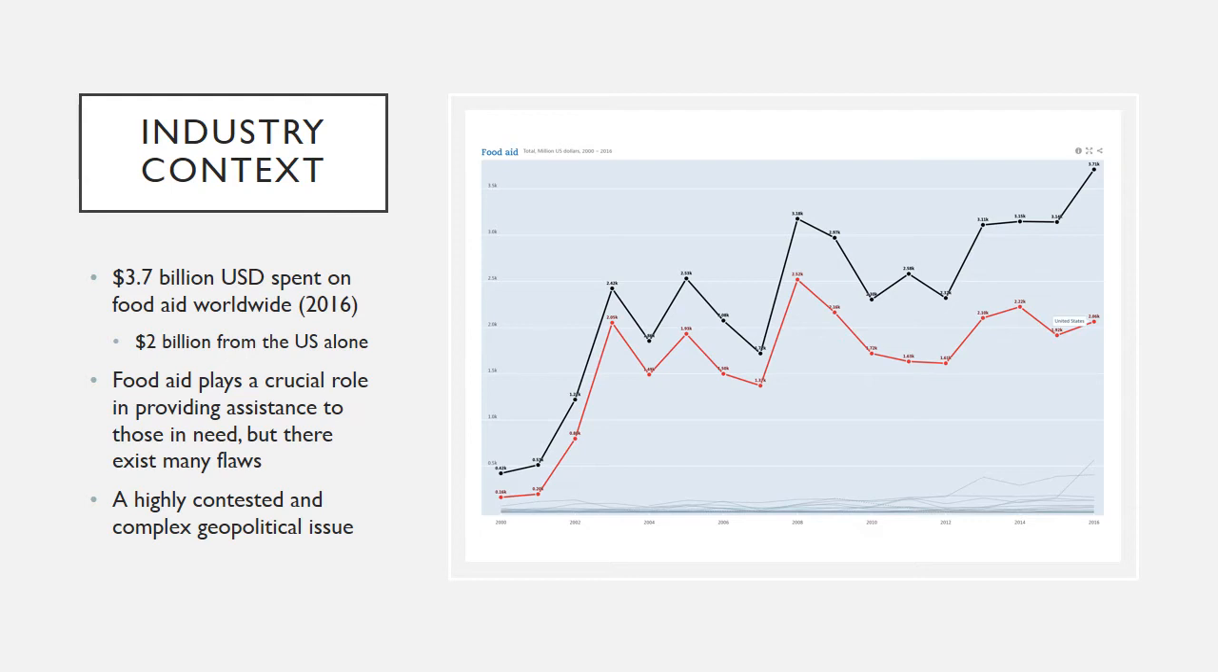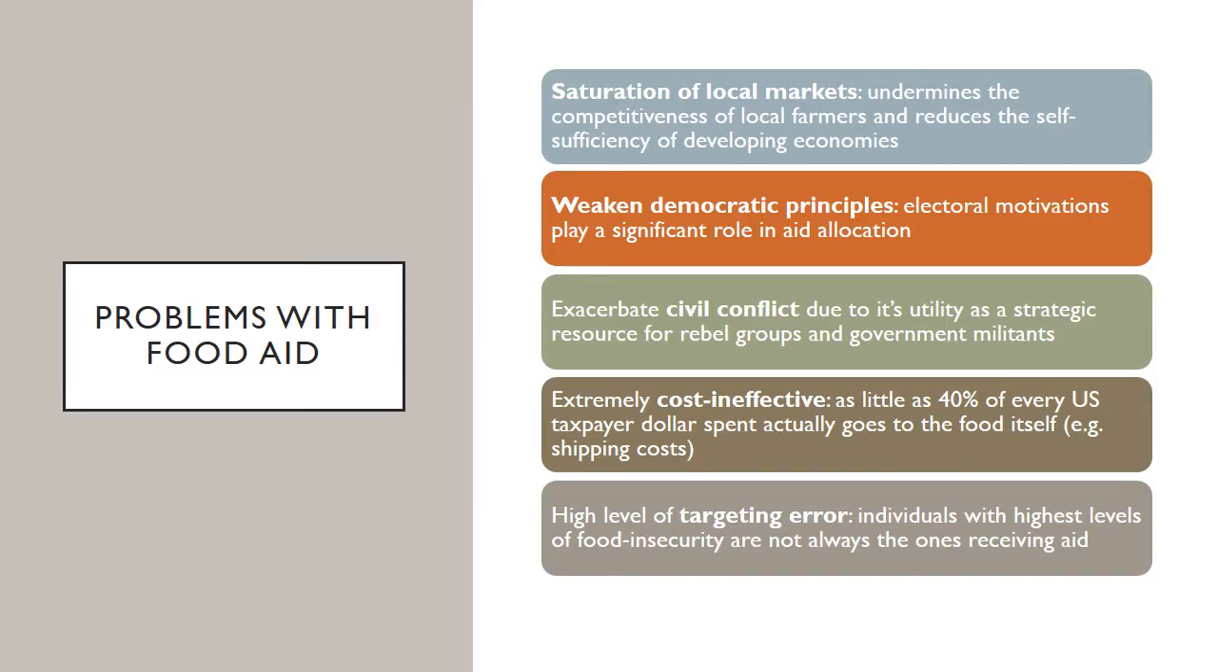So food aid plays a crucial role in providing assistance to those in need, but there exist many flaws. Problems with food aid can lead to saturation of local markets by undermining the competitiveness of local farmers, which also reduces the self-sufficiency of developing economies. It weakens democratic principles, exacerbates civil conflict. It's extremely cost ineffective for donor agencies, and there's also a high level of targeting error.